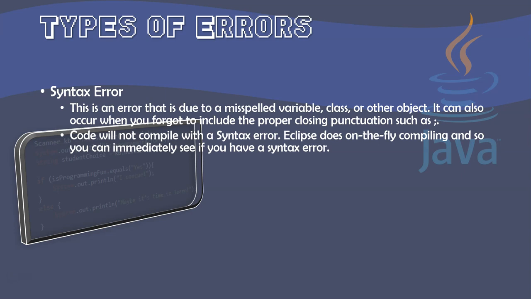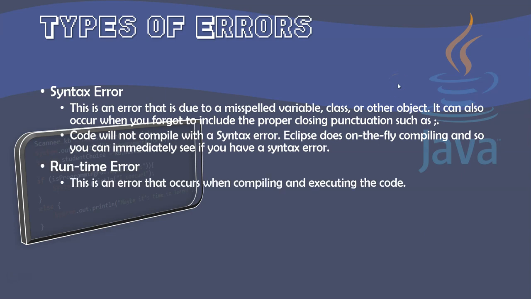The code won't compile with a syntax error. If you're using Eclipse, it's going to check on file compiling, and so you can see immediately if you have a syntax error. It's going to be those little red squiggles that you see in your code. We've seen these types of errors probably already in our code, and again, these are very easy to spot, very easy to correct as well.